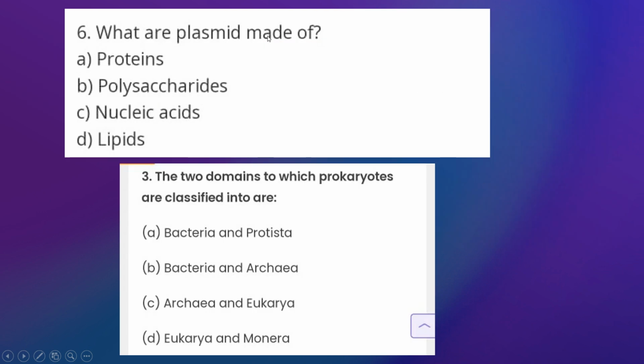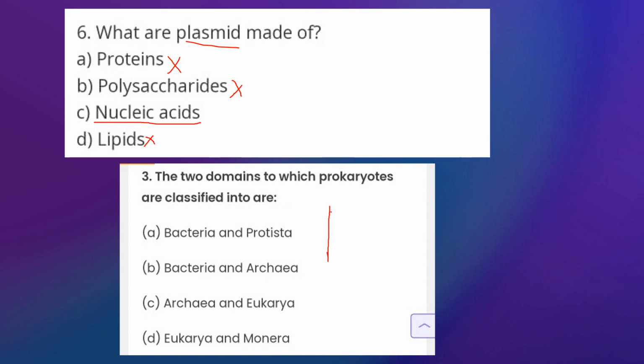So, what are plasmids made up of? We discussed the plasmid, the extra chromosomal DNA. That is made up of what? Nucleic acid. Lipids? No, no lipid. Polysaccharides? No. Proteins? No. That is nucleic acid.